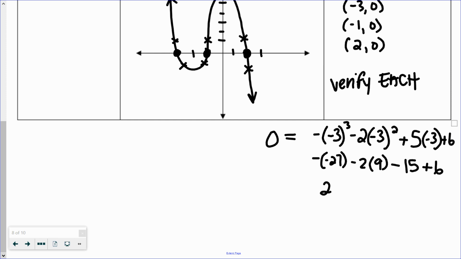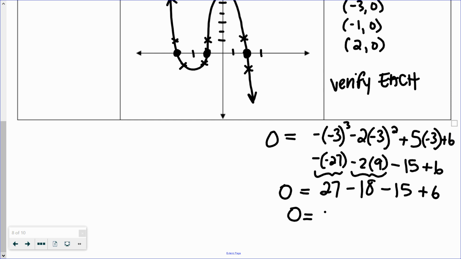So 27 minus 18 minus 15 plus 6. So +27 minus 18 is 9, minus 15 is -6, plus 6 equals 0. And so because 0 equals 0, we are happy. And you'd want to do that again 3 times because we have 3 solutions. So you'll always want to be verifying your answers. Again, you can know when it doesn't match up.